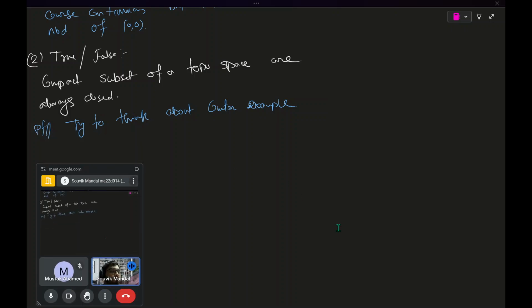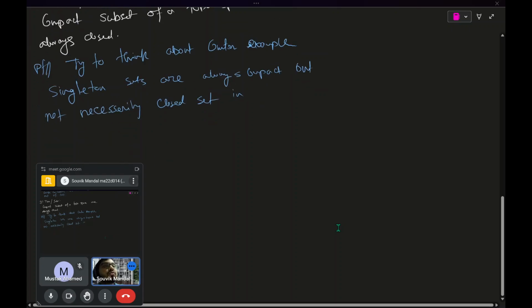Well, so of course the answer is false. So how to do? Observe that singleton sets are always compact, but not necessarily closed in general.